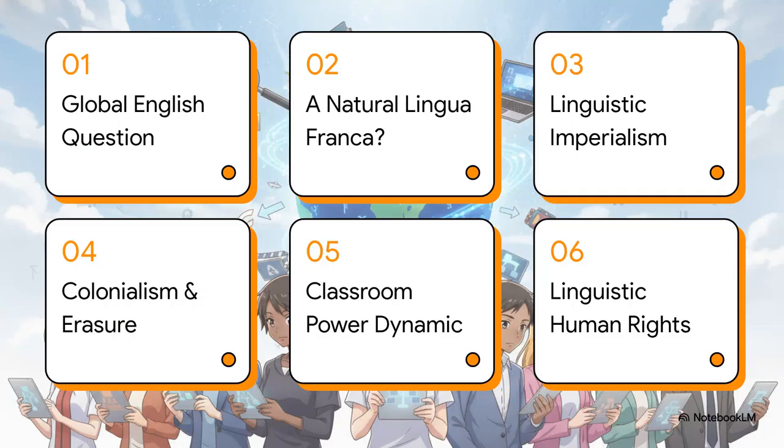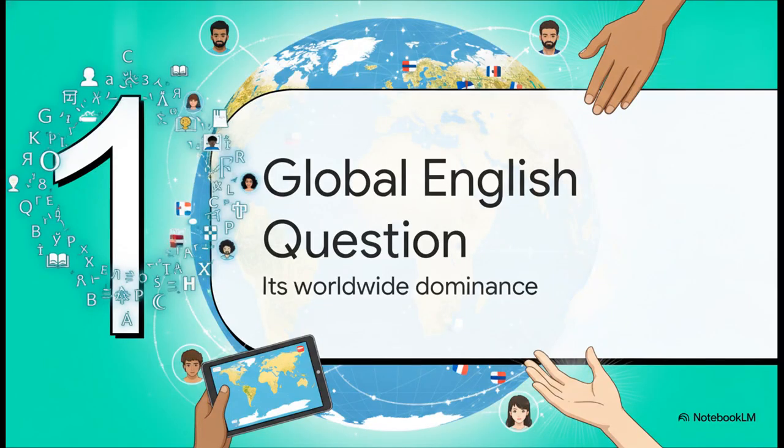To really unpack all of that, here's our roadmap for today. First, the global English question. Then, a natural lingua franca, followed by defining linguistic imperialism, colonialism, and language erasure, the classroom power dynamic, and finally, linguistic human rights today. All right, starting off with Section 1, the global English question.